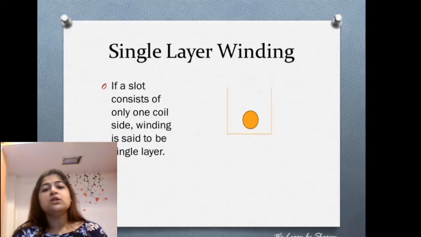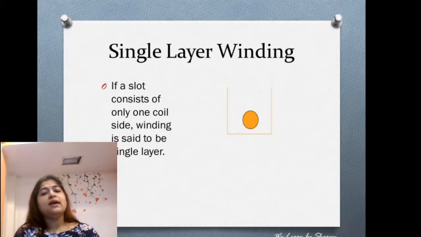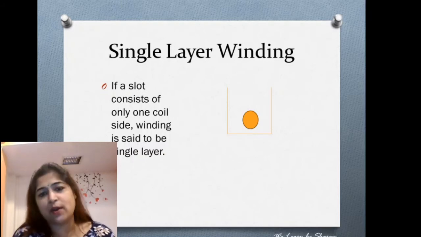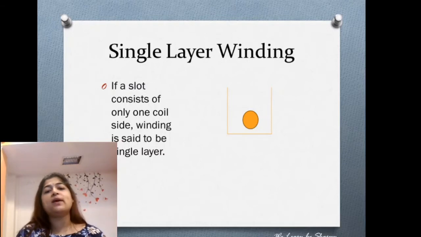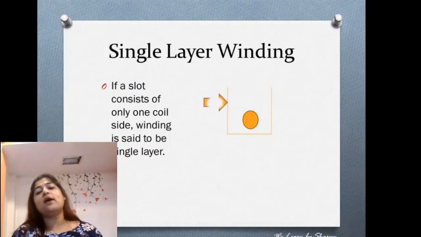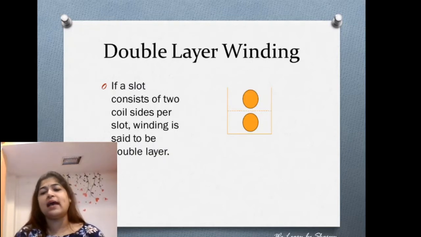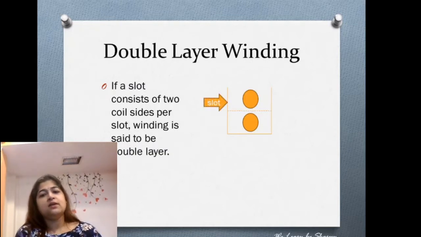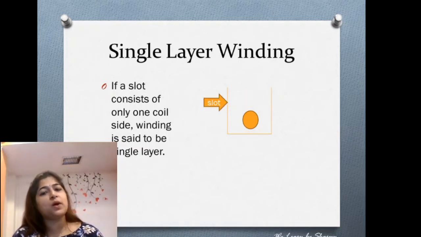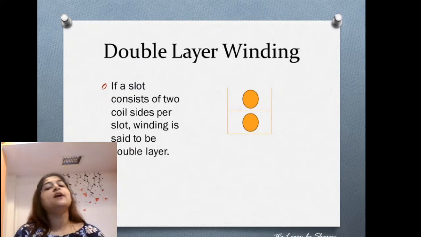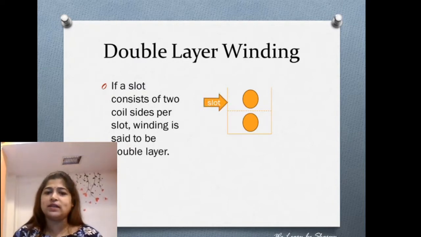If one slot consists of one coil side, then it is called single layer winding. If one coil side is placed in one slot, it is called single layer winding. And if two coil sides are placed in the same slot, then it is called double layer winding. Right? So if one coil side is placed in one slot, then it is called single layer winding. If two coil sides are placed in one slot, then it is called double layer winding.